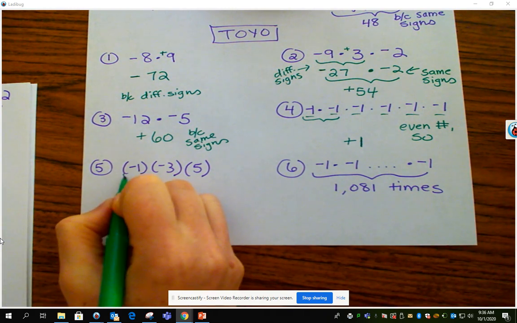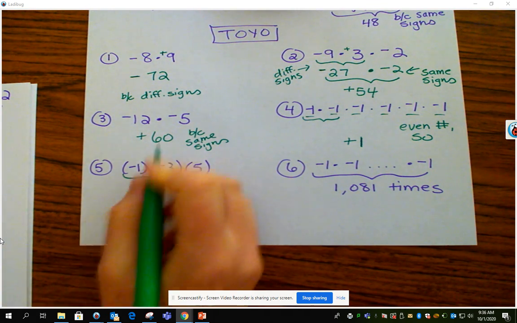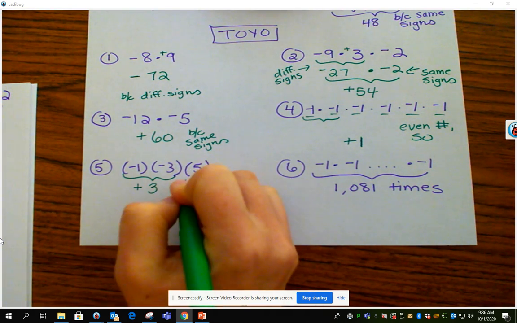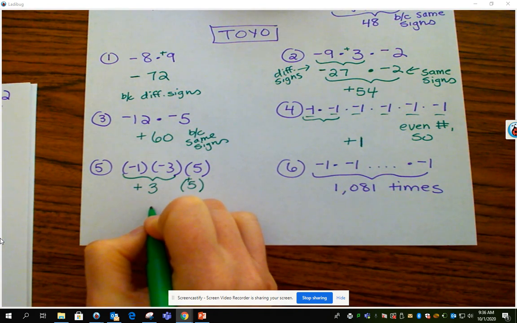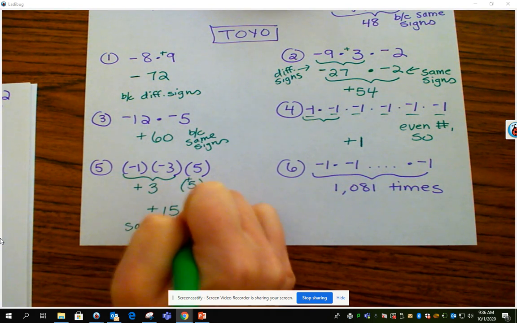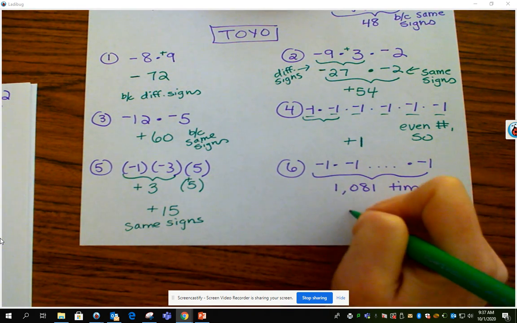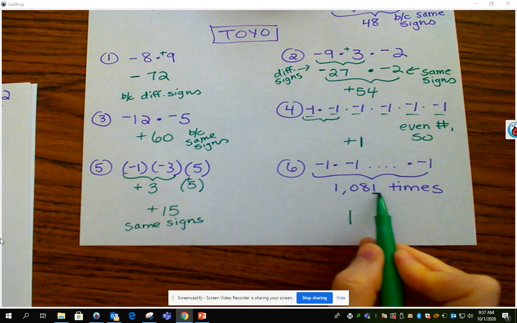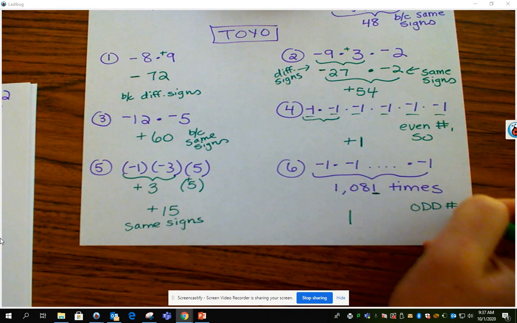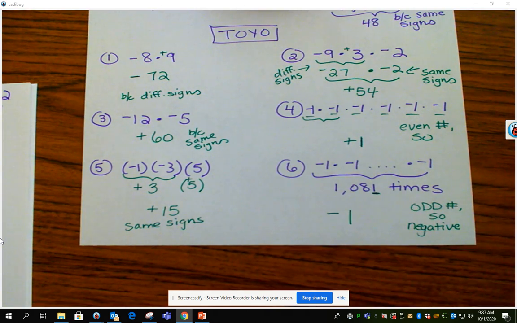Okay, here, let's do this one. We've got same sign, so that's a positive number. 1 times 3 is 3. Then I'm going to multiply that times 5. These are both positive as well, so same signs again. That would be positive 15. So same signs for both steps. Okay, here, 1 times 1 times 1 again is 1. Notice this is an odd number because it ends in a 1, an odd number. So that would give me a negative answer. So in this case, it would be -1.